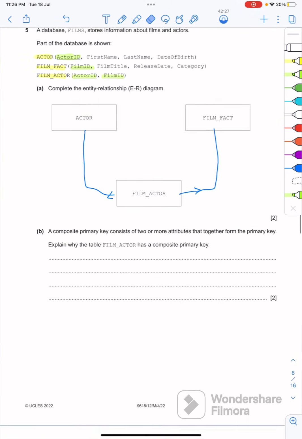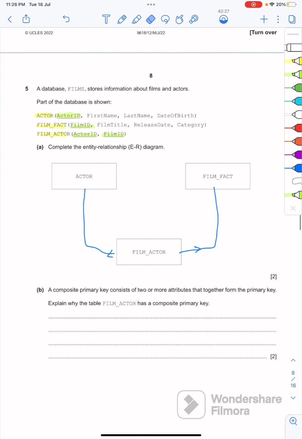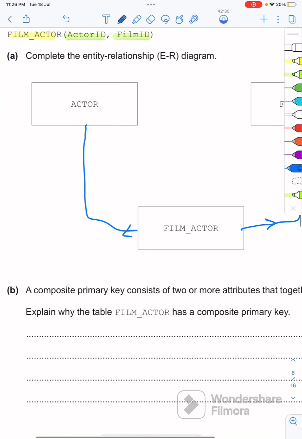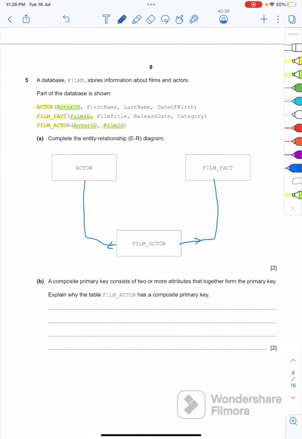And there is no such relationship between the table actor and film fact. They've got completely different groups of data. So this is a trick that you can use for these questions. No need to delve into the idea of, for one film there are many actors, etc. Just look at it: you've got your film actor table, they've got the actor ID and the film ID, which are the primary keys of both actor and film fact. So the arrow is going to go from the film actor table towards the actor table, and from the film actor table towards the film fact table.